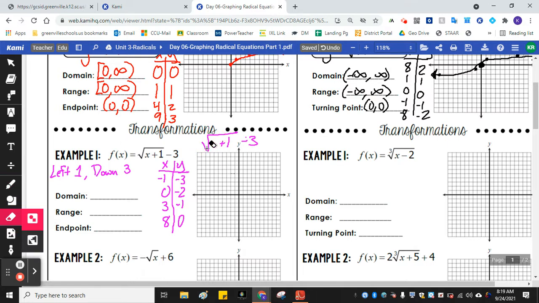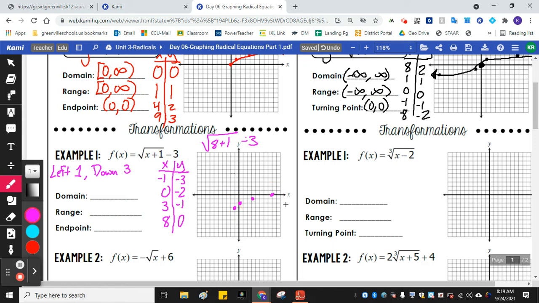Then you can change that to an 8. 8 plus 1 is 9. Square root of 9 is 3. 3 minus 3 is 0. So you don't have to know the transformations for y's once you get the transformations of x's. So negative 1, negative 3. 0, negative 2. 3, negative 1. 8, 0.